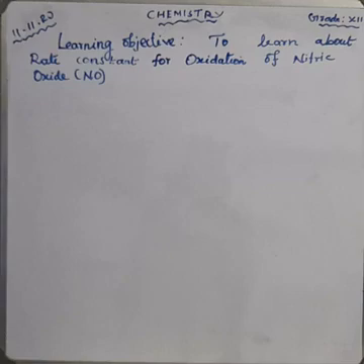To learn about the rate constant for the oxidation of nitric oxide. Previously we discussed the rate law and the rate constant, which we already learned. Today, as per the rate law and the rate constant, we have to determine the rate constant for the oxidation of nitric oxide.